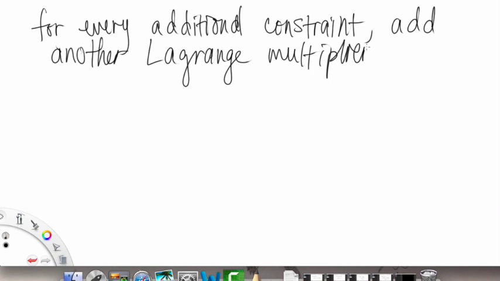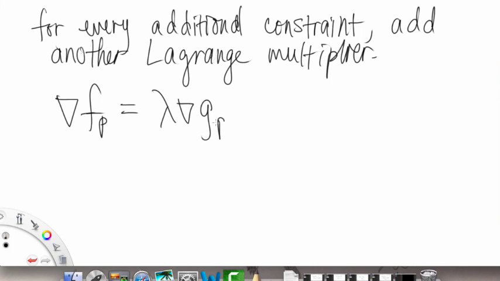So let's say, before our Lagrange equation looked like this. So we had gradient of f at p is equal to lambda times gradient of g at p, right? So this was one of our constraint equations, and this was our first Lagrange multiplier.